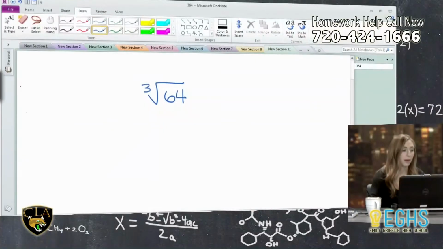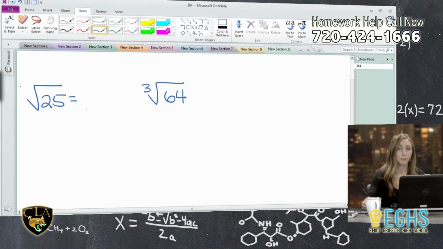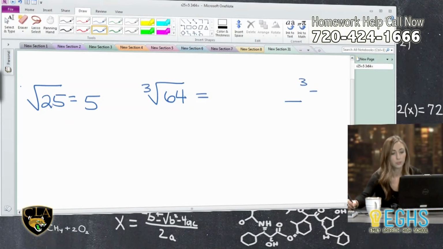What I'm just going to talk about really briefly is what a cube root means. I might have talked about this earlier about square roots. Square roots mean basically what number squared equals the number underneath that root. So 5 squared equals 25, so the square root of 25 is 5. So essentially with cube roots, what we're asking ourselves is what number cubed is equal to 64? Or, in other words, what number times itself 3 times equals 64?